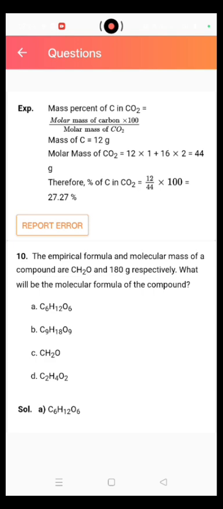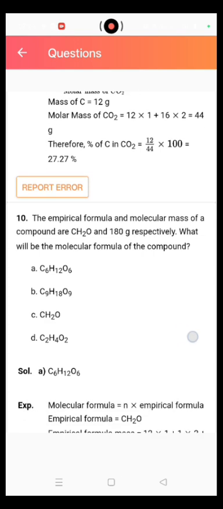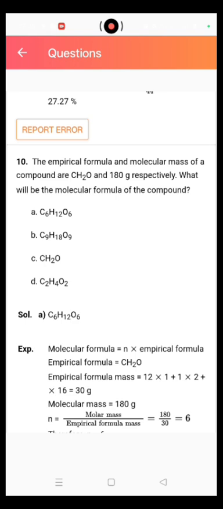The empirical formula and molecular mass of a compound are CH2O and 180 respectively. The empirical formula of the compound is given as CH2O and molecular mass is given as 180 gram. What will be the molecular formula of the compound? So how to calculate that? First of all, molecular formula is equal to n into empirical formula, and the empirical formula is CH2O. And empirical formula mass we need to calculate, that is 12 into 1 plus 1 into 2 plus 1 into 16, and we will get 30 gram. Then molecular mass is equal to 180 gram.